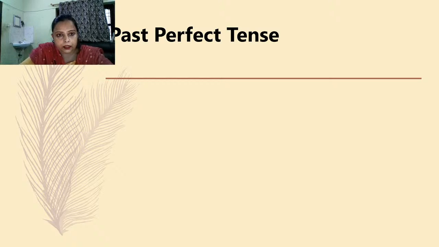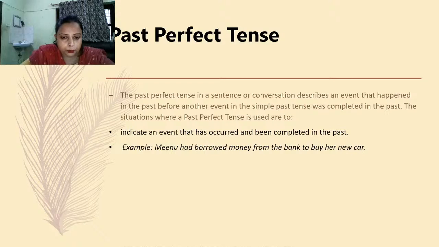Now the third part is past perfect tense. I already said that past tense consists of four subtopics. This is the third topic that I am discussing. Meenu had borrowed money from the bank to buy a new car.